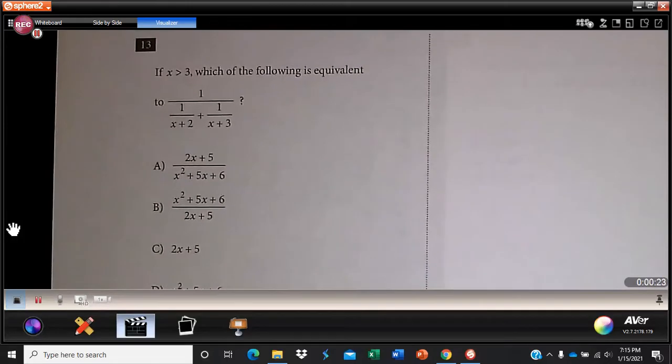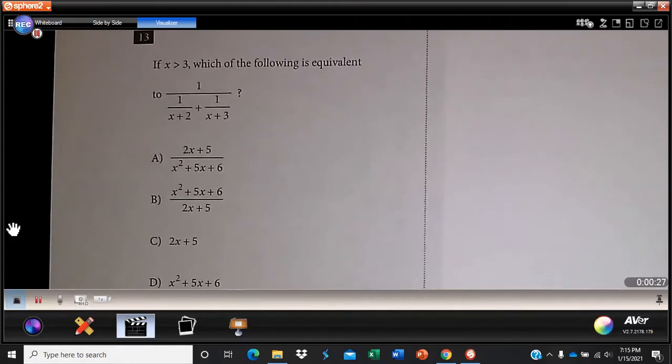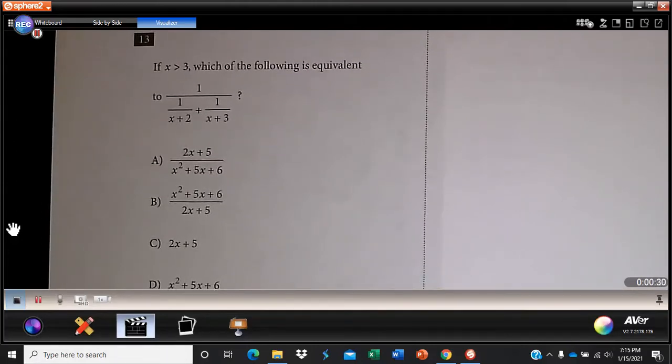So looking at 13, if x is greater than 3, what's equivalent to 1 over x plus 2 plus 1 over x plus 3. Okay, so that's a messy expression. And we have fractions on the denominator. Now you should never have that. So we're going to have to somehow simplify that. But this is a very difficult simplification problem.